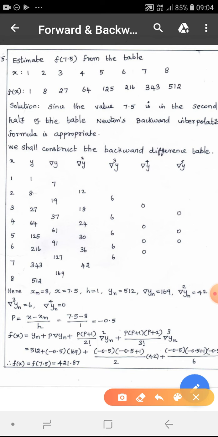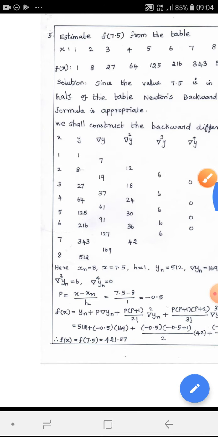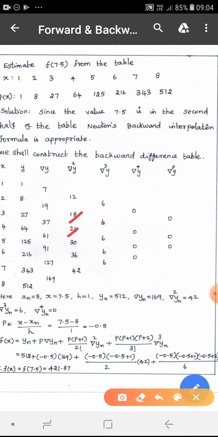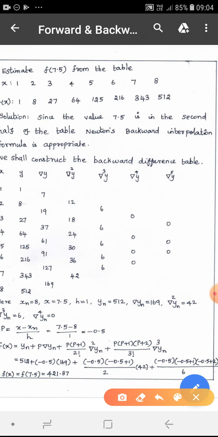Then the entries of the next column, third order backward differences. 18 minus 12, which is equal to 6. 24 minus 18, which is equal to 6. 30 minus 24, which is equal to 6. 36 minus 30, which is equal to 6. 42 minus 36, which is equal to 6. So all the entries of the third order backward differences are the same, equal to 6.